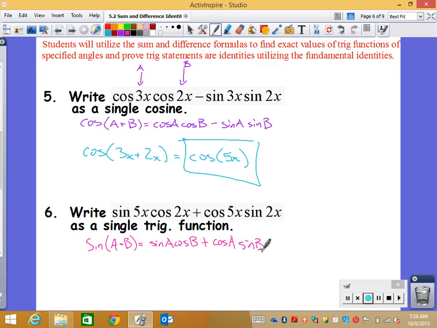So let's figure out what A and B are. Well, A is my first angle, so 5x. B is going to be my second angle, 2x. So let's plug in what I know. This is sine of my A value, 5x, minus my B value, 2x, and I get the sine of 3x.